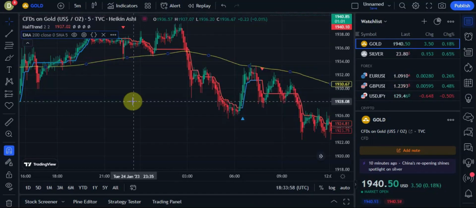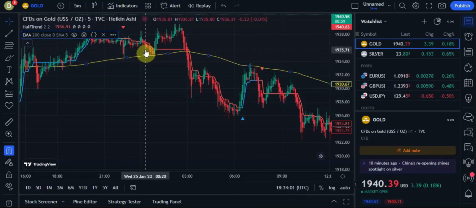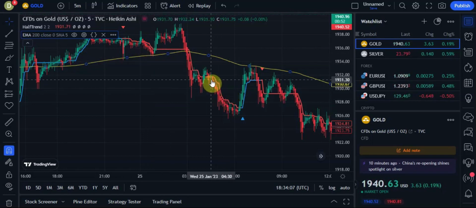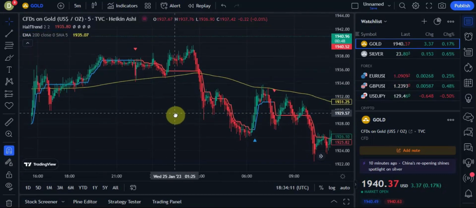And with our EMA, whenever the market is above the line, then we know we are in an uptrend and we can enter into buy positions. And when the market is below the line, then that means we're in a downtrend and we can take up selling positions.